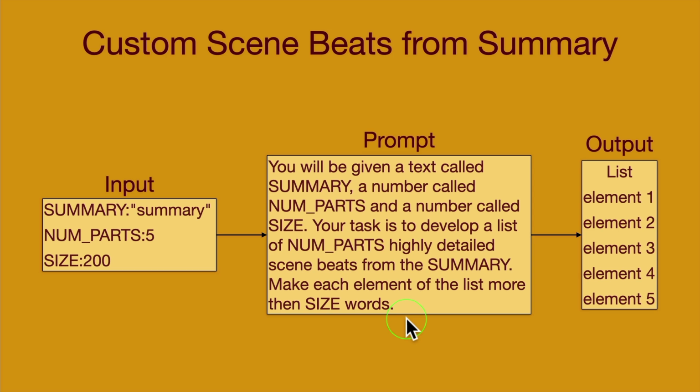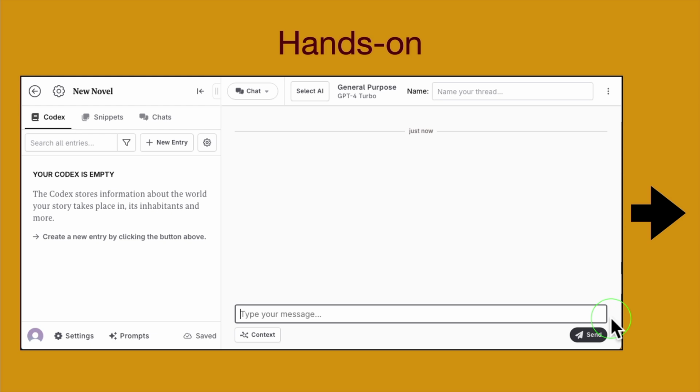We will change the prompt to look like this. You will be given a text called summary, a number called num_parts and a number called size. Your task is to develop a list of num_parts highly detailed scene beats from the summary. Make each element of the list more than size words. As output we will get a list, and this time it is 5 elements instead of 12. And each element will have a length of about 200 words. Okay, let's now go to Novelcrafter, and see how this works in practice.